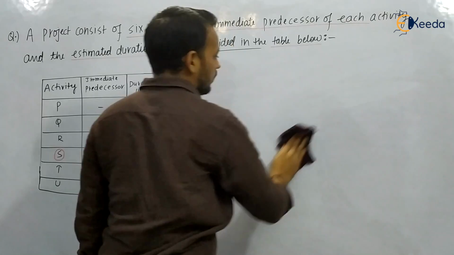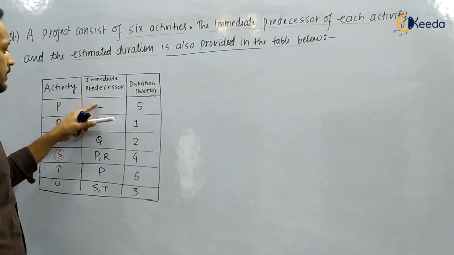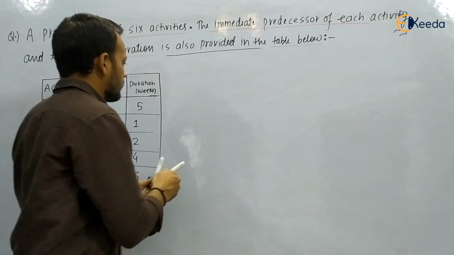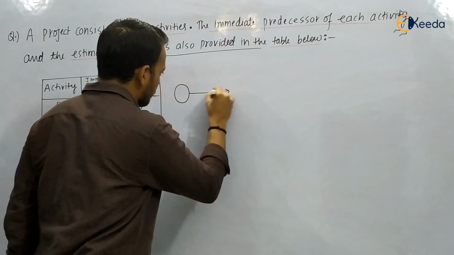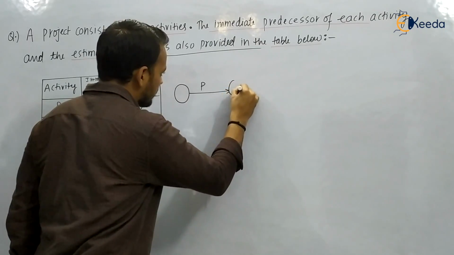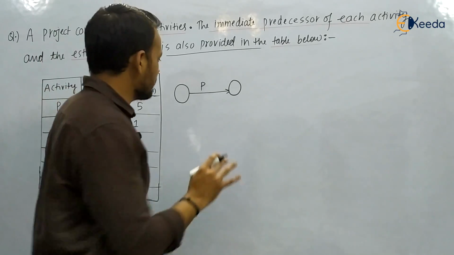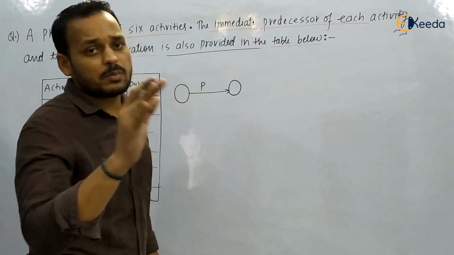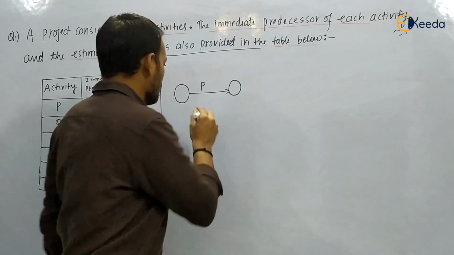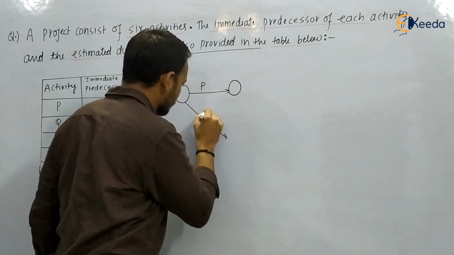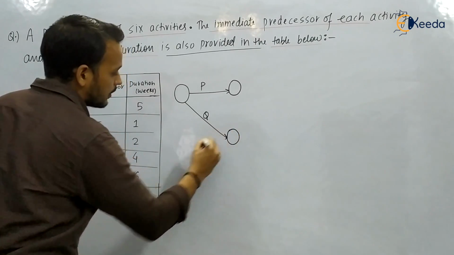The table is given, and from the table we will draw the network diagram. The first activity is activity P and the precedence is none. So we will draw it. The other activity is Q and the precedence is also none. It means the activities P and Q can be started simultaneously because no precedence is given. Just read the rules of the network diagram. So we will start activity Q also.